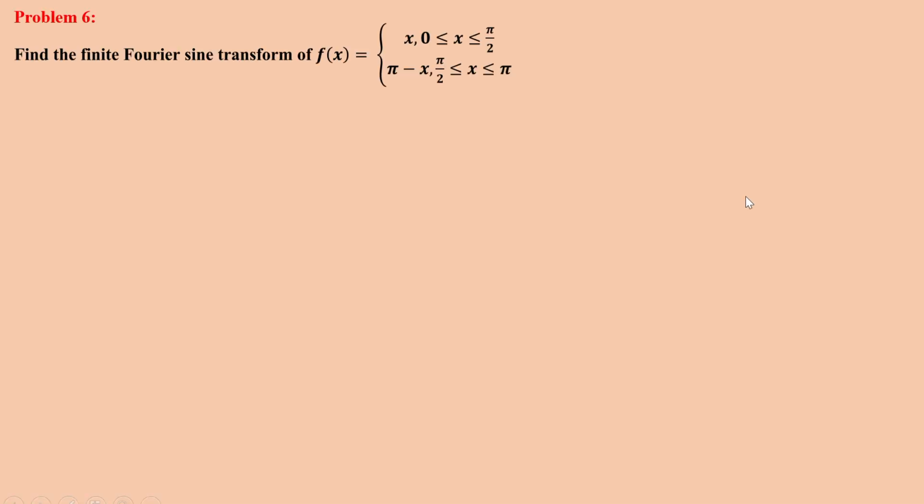Next problem. Find the finite Fourier sine transform of f of x, which is equal to x if x lies between 0 to pi by 2, and pi minus x if x lies between pi by 2 to pi. Given f of x is equal to x for x between 0 to pi by 2, and pi minus x for x between pi by 2 to pi. That is equation number 1.